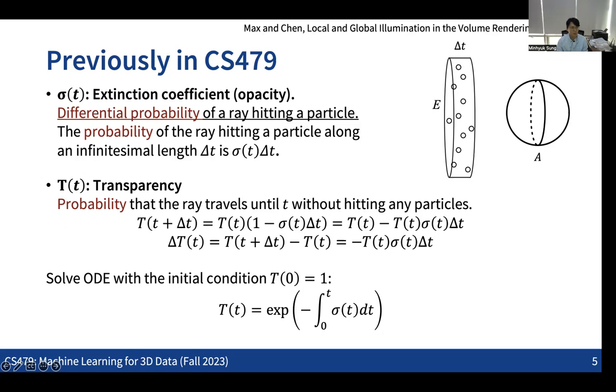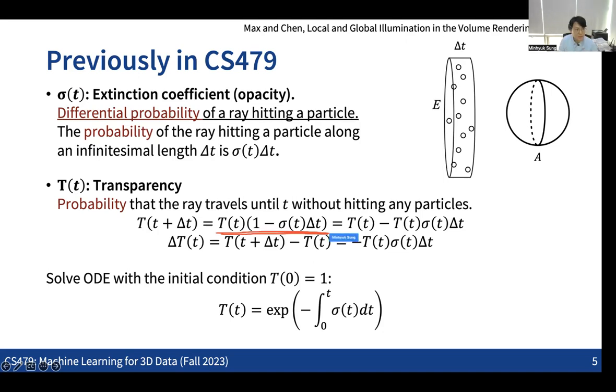And the transparency is a quantity that is computed based on the opacity value. The meaning of transparency is the probability of how likely the ray will travel until that point without hitting any of the particles. Based on this definition, we can see that the transparency can be computed from the extinction coefficient. It is quite obvious that the transparency after t plus delta t, the distance, can be computed by this quantity.